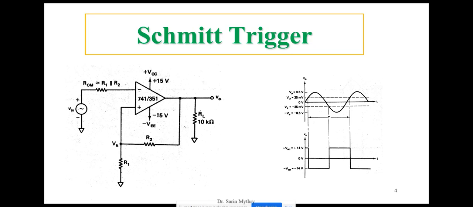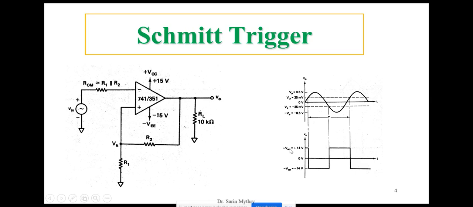So I can say now, whenever the V out is positive Vsat, the voltage across R1 is going to be the upper threshold voltage. Is it okay? Is it clear now? Whenever the V out is positive Vsat, what is happening?